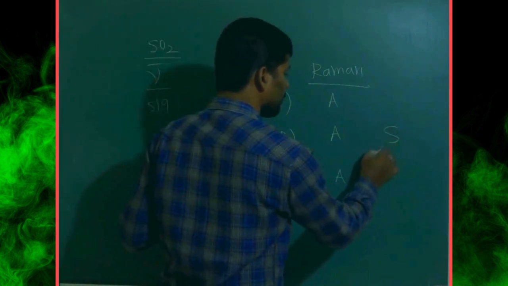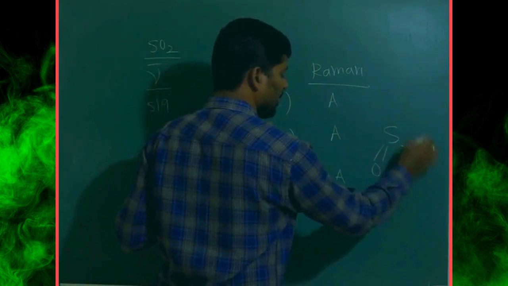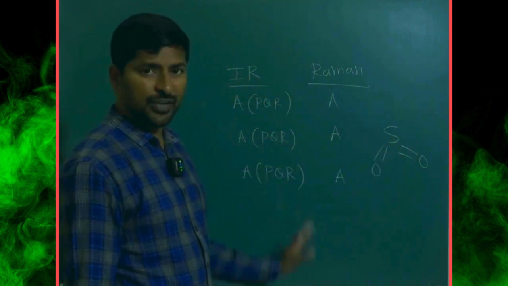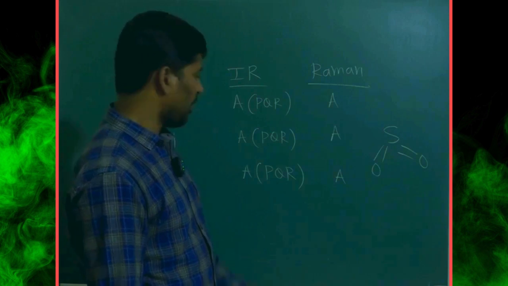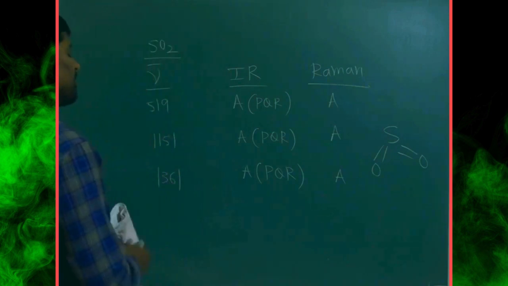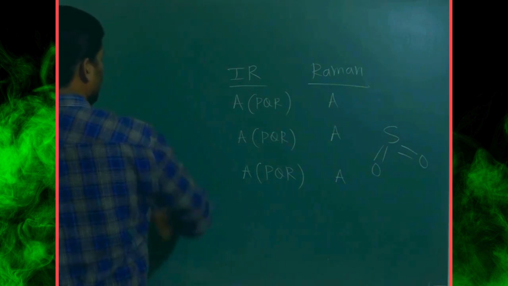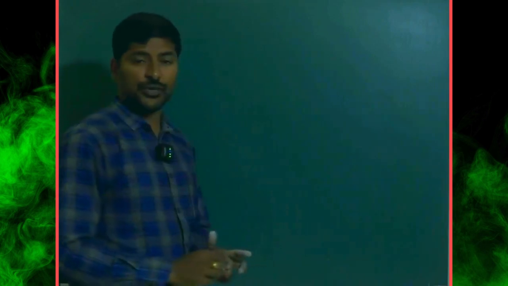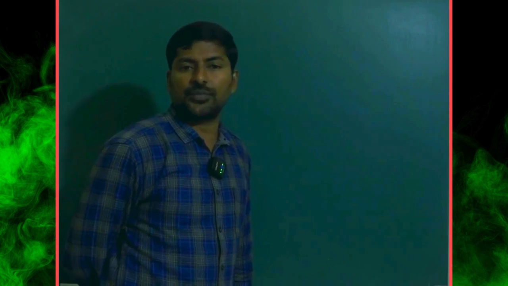What is the structure of SO2? This is the structure of SO2. It is a non-linear molecule, and the center of inversion is absent. So it is an example of a non-linear non-centrosymmetric molecule. Generally, the smallest vibrational frequency corresponds to bending vibration, after that symmetric stretching, after that anti-symmetric stretching.